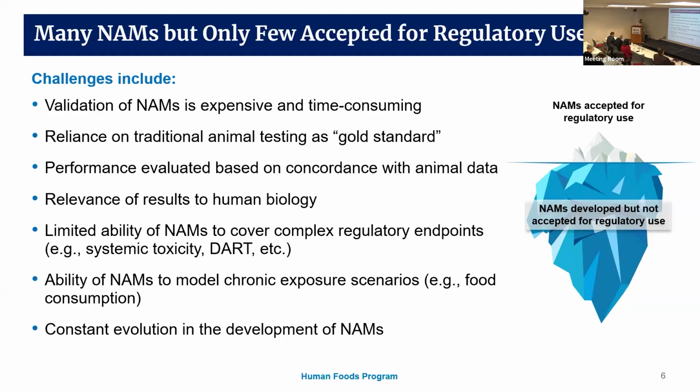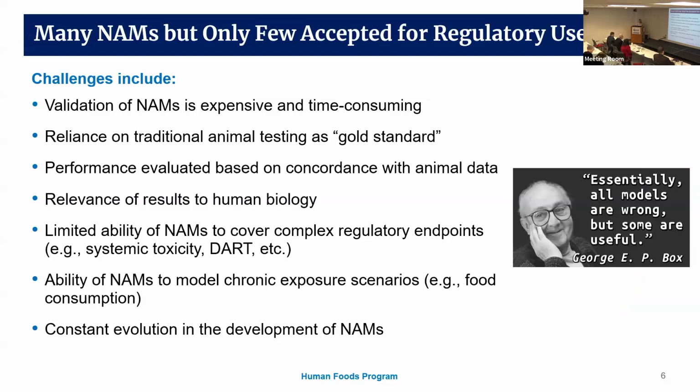This brings me to a quote that I try to think about to keep me in the proper perspective. It's by a statistician named George Box. It says, essentially all models are wrong, but some are useful. I think that's important to keep in mind, especially because throughout history we have been using a model, as I just said, the animal models. They're not perfect. They have limitations in their ability to evaluate and assess human biology, and we've traditionally been looking at those over the years.